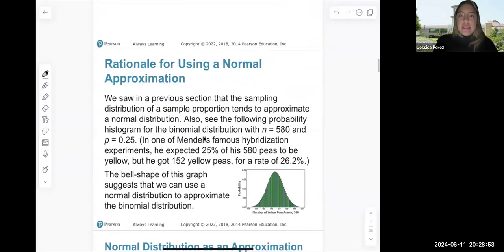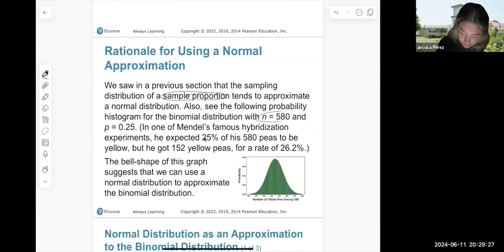There is a rationale for using a normal approximation. In the past sections, we've been looking at normal distributions, standard normal, uniform distributions, and sampling distributions. What we're trying to do is use a sampling distribution from a sample proportion that tends to be approximately normal. So we also see the following probability in the histogram.